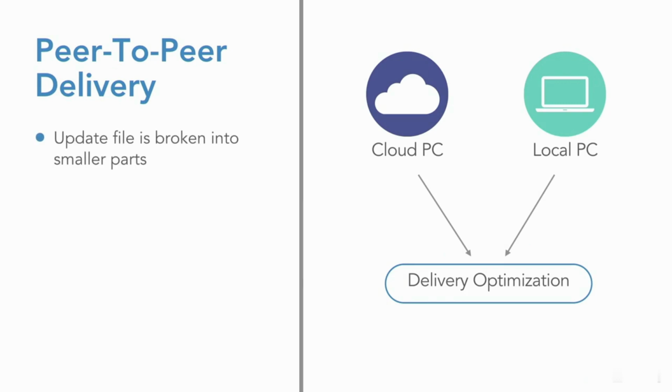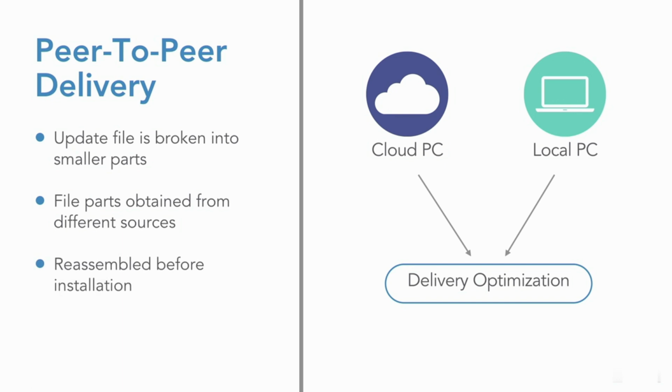With delivery optimization, the update file is broken into smaller parts. Each part can be taken either from a local PC or even from an unknown peer on the internet. Once validated, the individual parts are reassembled before the file is installed, with the process being managed by delivery optimization. At no time is any user data or other files transferred, and the process is completely anonymized.